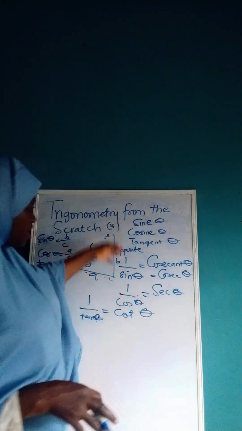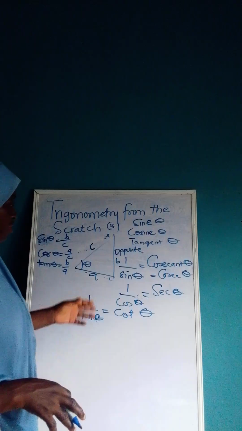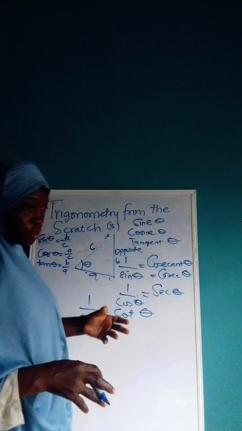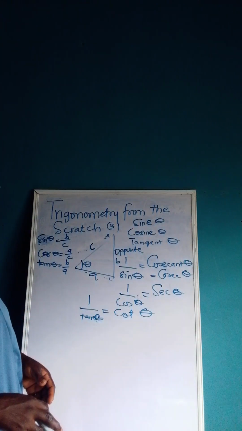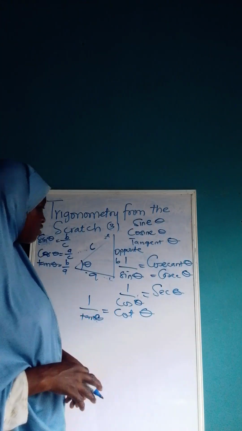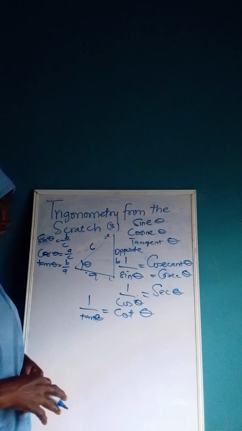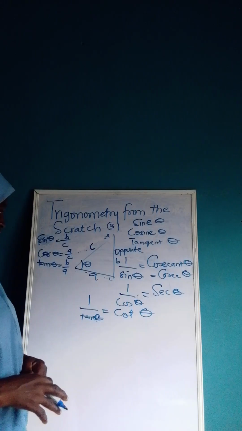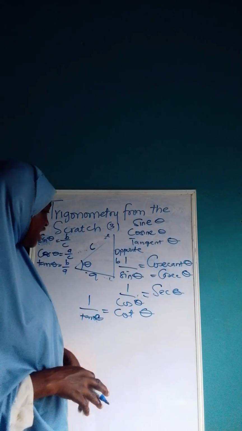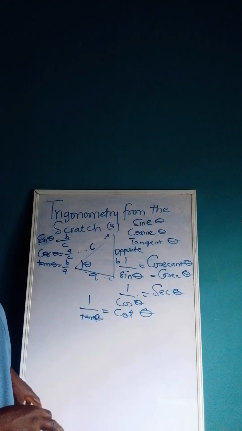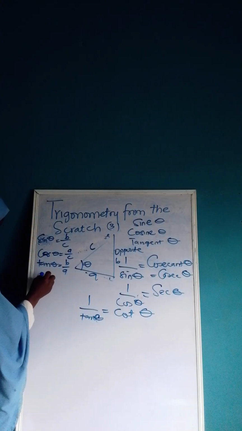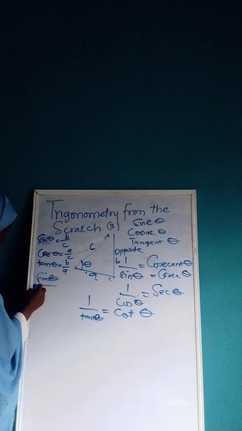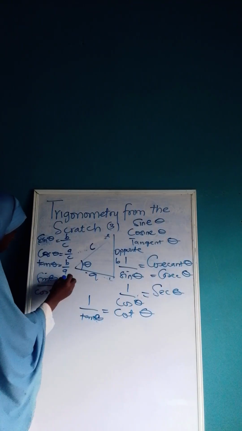Then I told you about the inverse of sine theta, which is 1 over sine theta, the same thing as cosecant theta. So we call it cosec theta. Then the inverse of cos, which is 1 over cos theta, is secant theta. And the inverse of tan theta is known as cot theta. Now, when you put sine theta over cos theta, we call it tan theta.